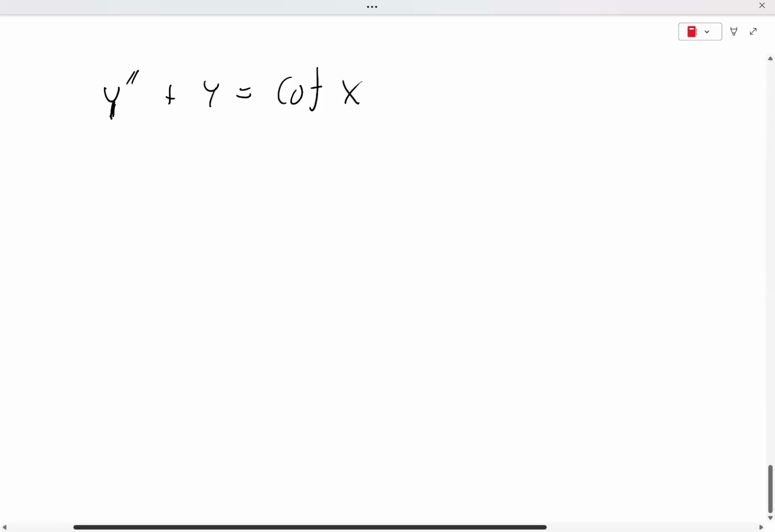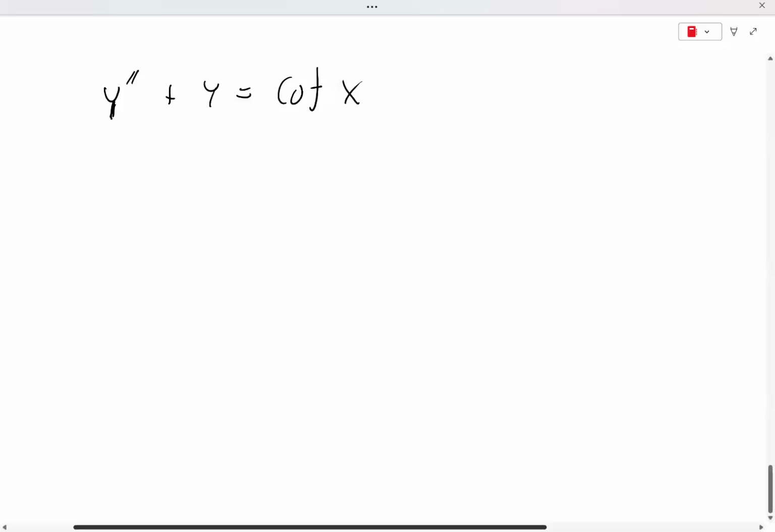Yeah, so trying to figure out the general solution to this one. Now, this one's a little different because you cannot do undetermined coefficients here. It doesn't work for something like this. The undetermined coefficient method is for when the right side is a polynomial, an e to the x, or a sine or cosine. But anything beyond that, it doesn't work.